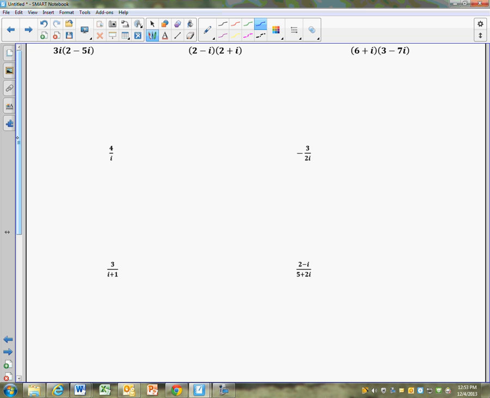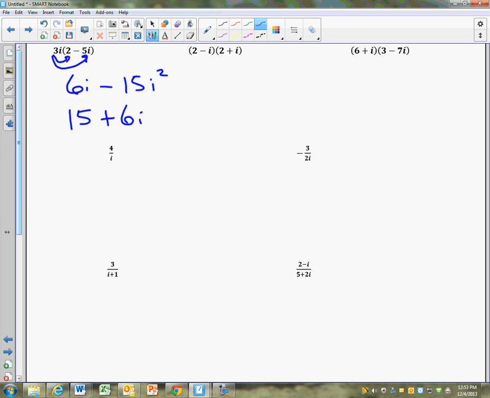We've got a 3i on the outside. We just bring it right through. What's 3i times 2? 6i. 3i times negative 5i. Very good. Negative 15i squared. What is negative 15i squared? Positive 15. You write the real part first. You write the imaginary part second. All of the time. Because we're going to use that later on in trigonometry.